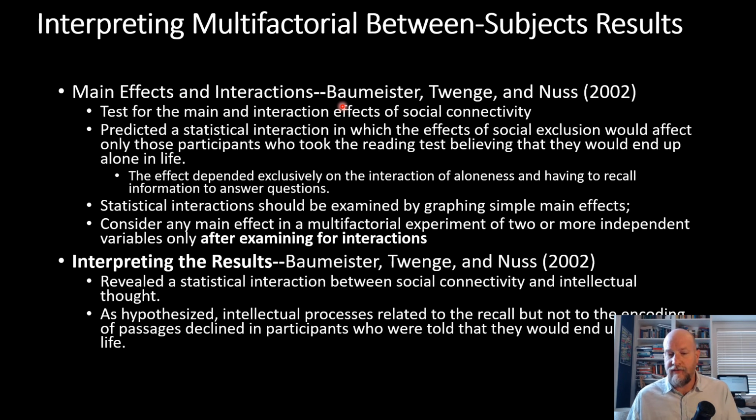So what they found in their study, in this example from Baumeister and colleagues, they revealed a statistical interaction between social connectivity and intellectual thought. So it was related to recall of being alone later in life and then having to go through that process of answering those GRE questions. That particular condition was the one that showed a relationship or interaction between the two independent variables.